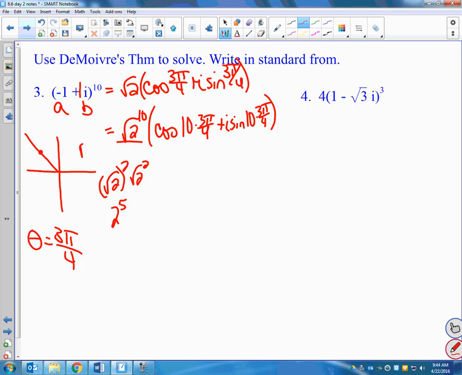I know it does. You can do it on your calculator, and I'm fine if you're doing it on your calculator. But if it was square root of 2 to the 9th, I just want you to realize you're going to have an extra square root of 2 left over. And so we'll talk about that as it comes up. But this one works out really nice in your calculator. I think you should get just 32.